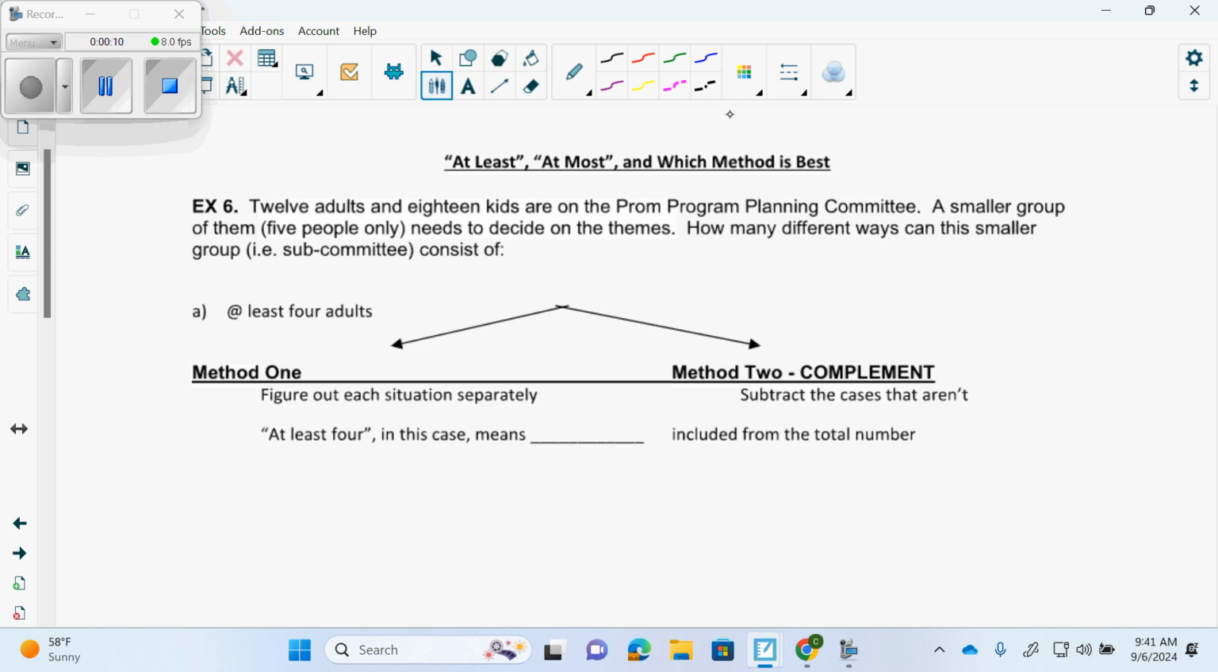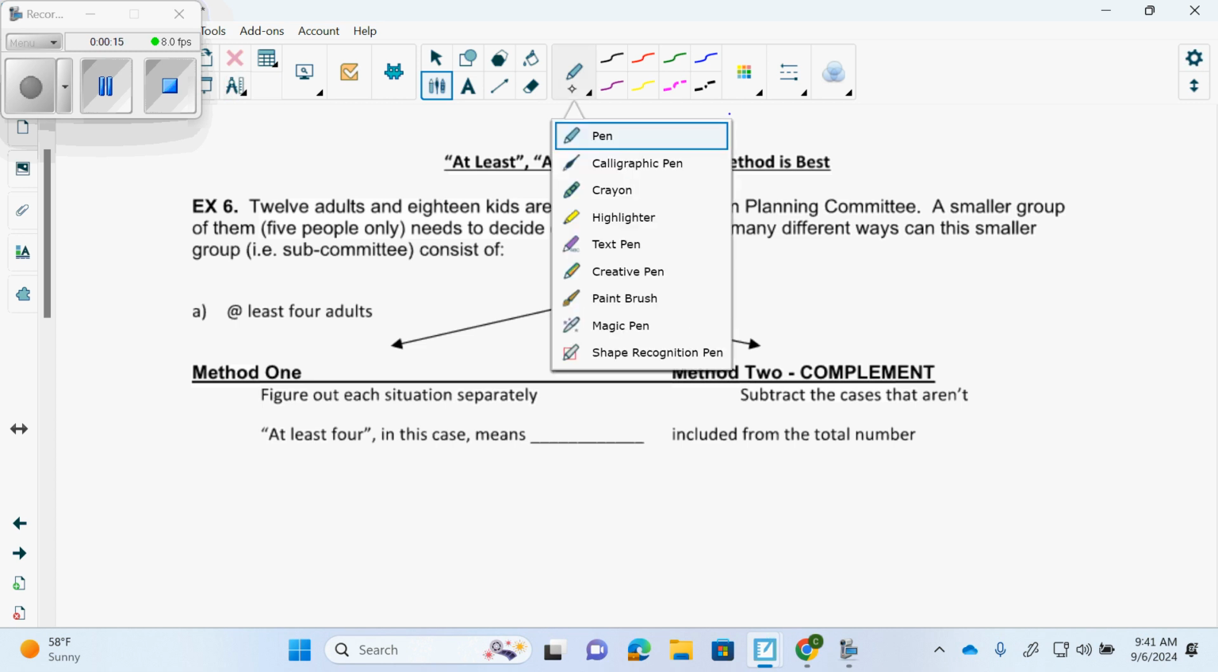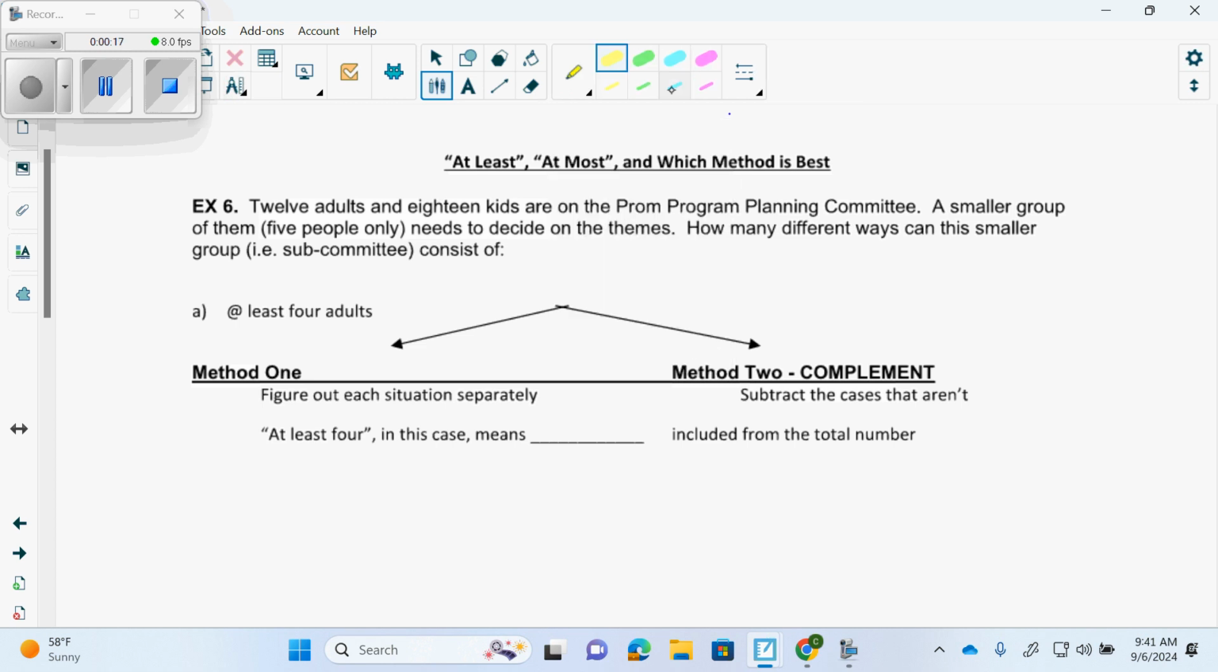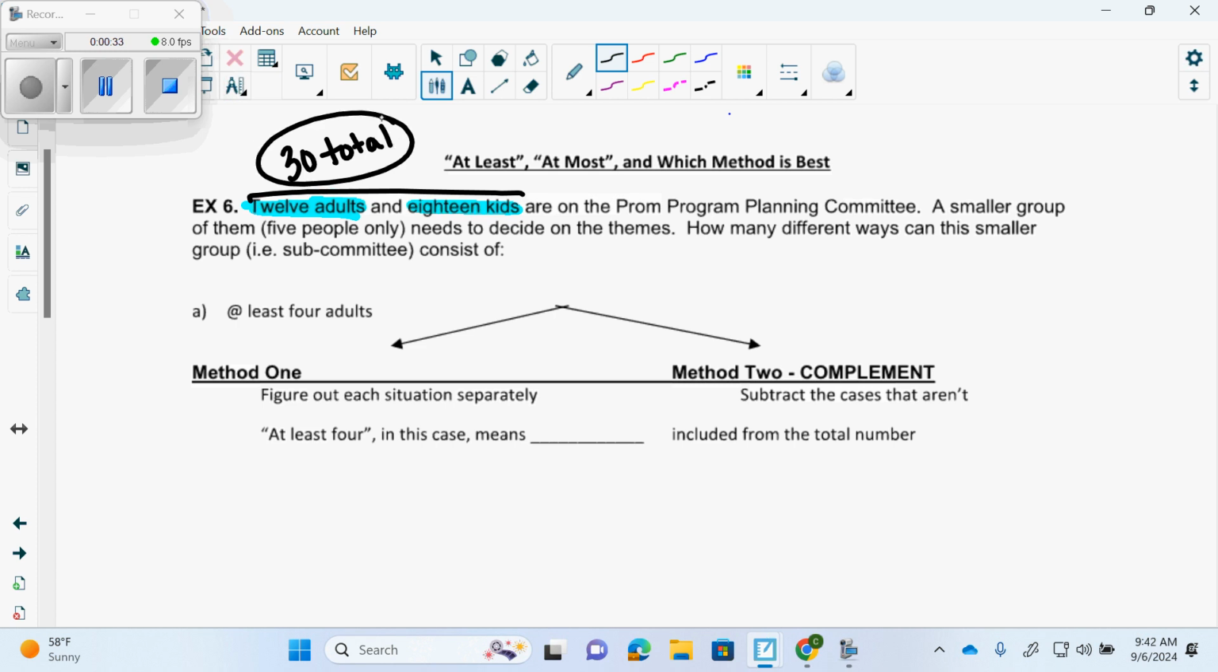All right. So we have 12 adults and 18 kids. With a highlighter, I would highlight those. 12 adults, 18 kids. And then I write myself a little note that says, that means there are 30 total. Help myself out, because sometimes they just ask for a 5-person subcommittee without a certain number of kids or adults at all. So then we would just use all 30, right? Okay.